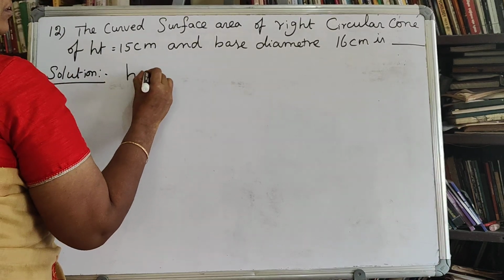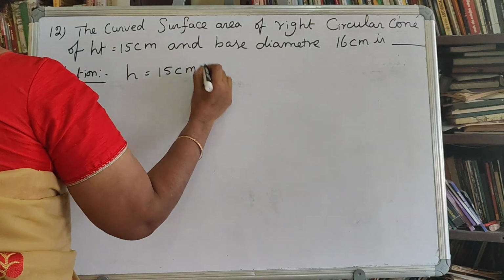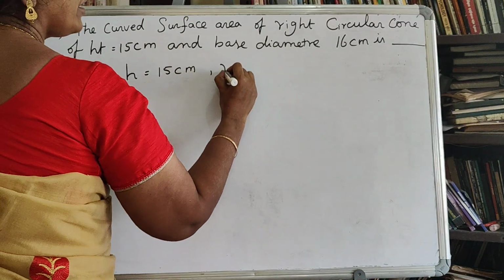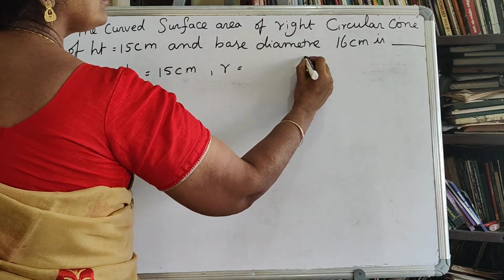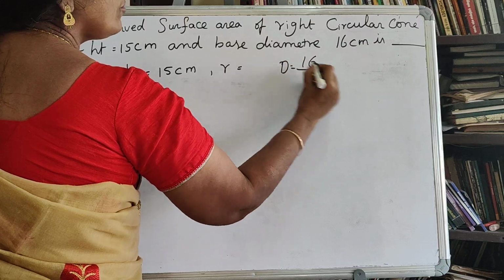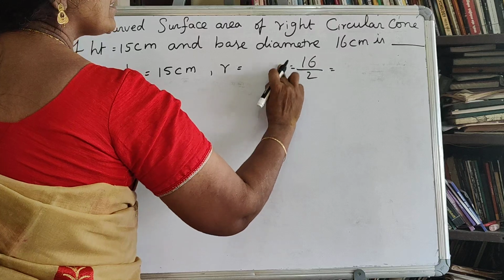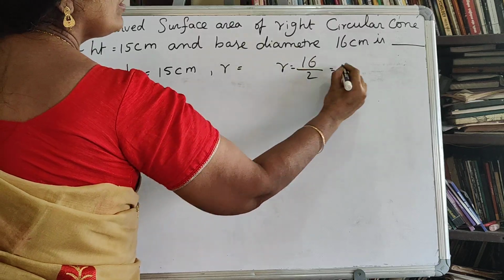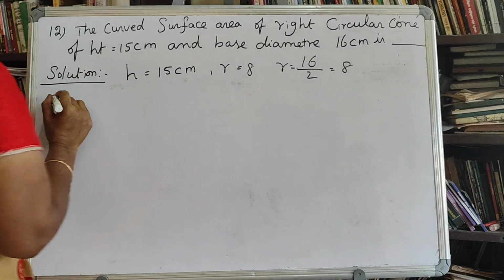Height is given 15 centimeter. Then radius R is diameter 16 by 2. Diameter equal to 16 by 2. Now radius R equal to 8. So radius 8.